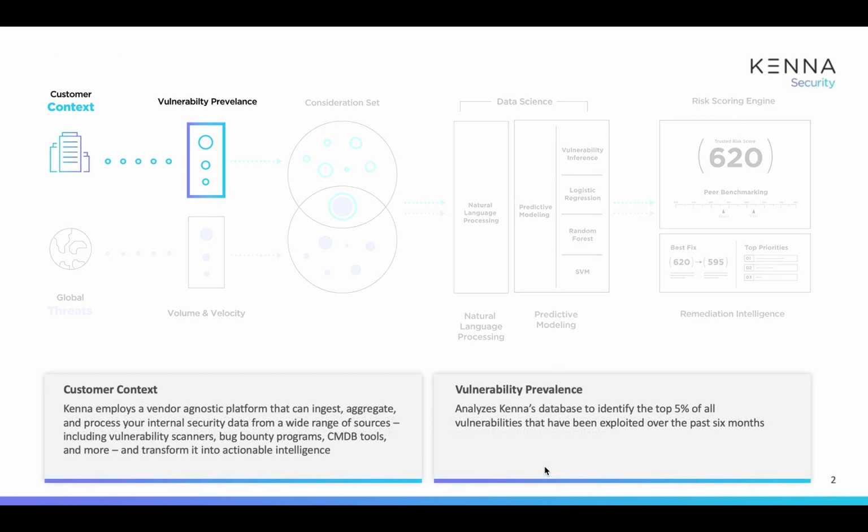Now, the Kenna Security platform assesses your internal security data, including vulnerability and asset information. We then analyze Kenna's database to identify the top 5% of all vulnerabilities that have been exploited over the past 6 months and compare it with your vulnerabilities to determine which are the most likely to be exploited.